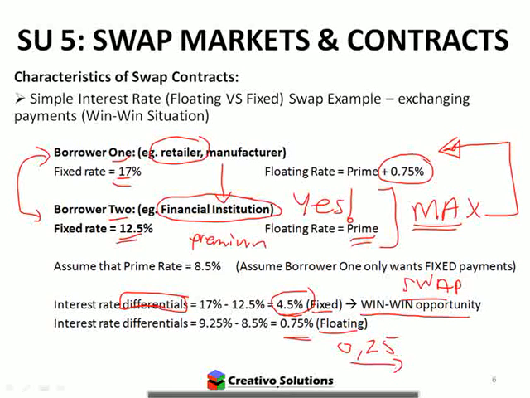Is that enough to enter into an agreement and get lawyers to draw up this contract just for 0.25%? Probably not. So 4.5, now it makes a bit more sense, because even if we pay the lawyers 1% of the deal, we're still coming away with 3.5%.